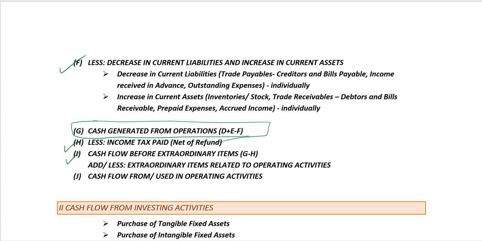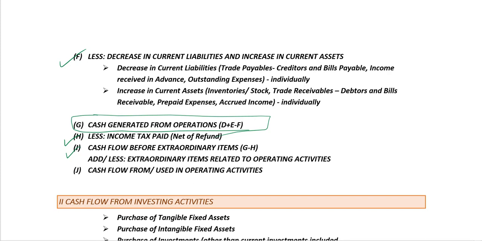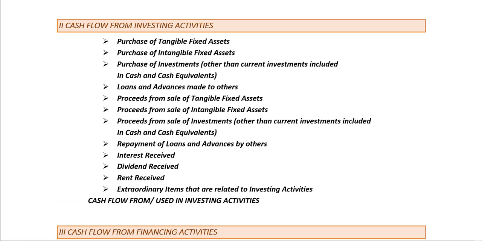Now once we finish operating activities, we will move on to Roman number 2, cash flow from investing activities. All inflows will be denoted by a positive figure and all outflows with a negative figure. Purchase of tangible fixed asset, outflow. Purchase of intangible fixed asset, outflow. Any purchase of investments, we are talking of non-current investments, not the current investments included in cash and cash equivalents. So this also will be an outflow.